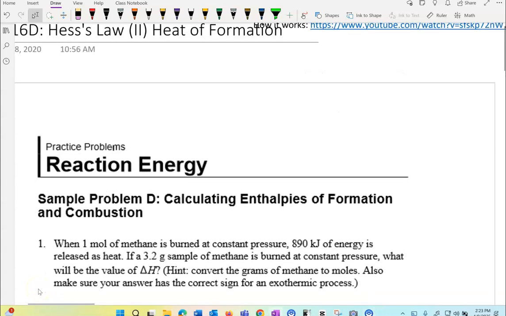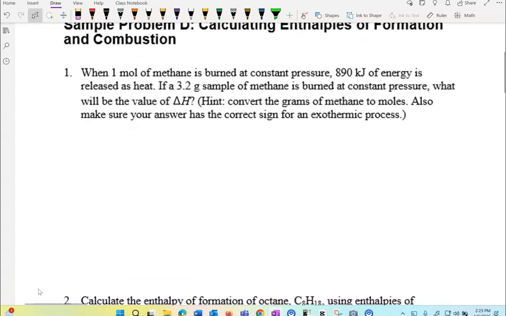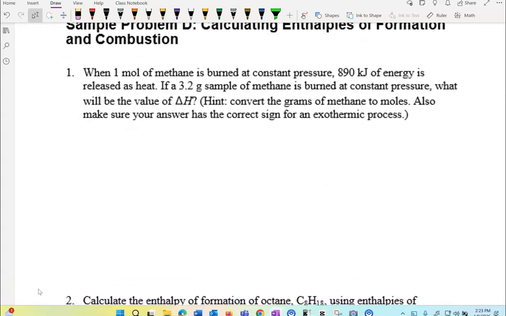Okay, here we are. We're looking at practice 16D. And here's how we're going to do this. This first one, it's kind of a curveball, but not really. What's it saying? It says that when you react 1 mole of methane, you get 890 kilojoules of energy burned off.